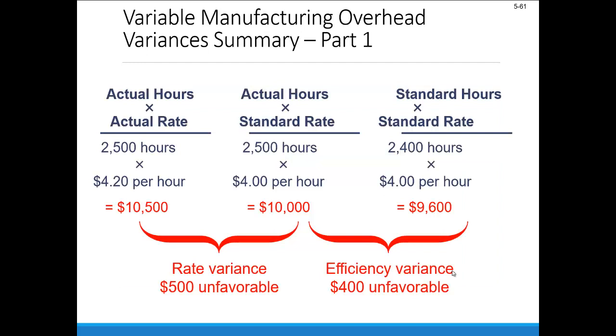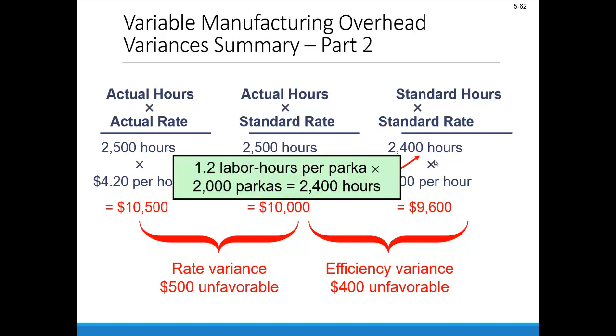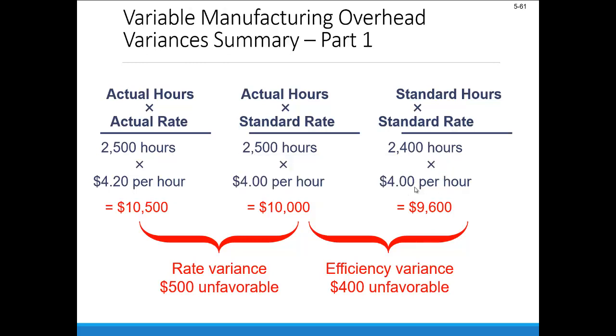To come up with our rate and efficiency variances, we'll again lay out our 3-column approach here. On the far right, we've got that flex budget equivalent, all of our standards, our standard hours and our standard rate. Standard hours was the 2,400, the 1.2 hours per jacket times the 2,000 jackets. That standard rate was $4 per hour, so that total should be $9,600.